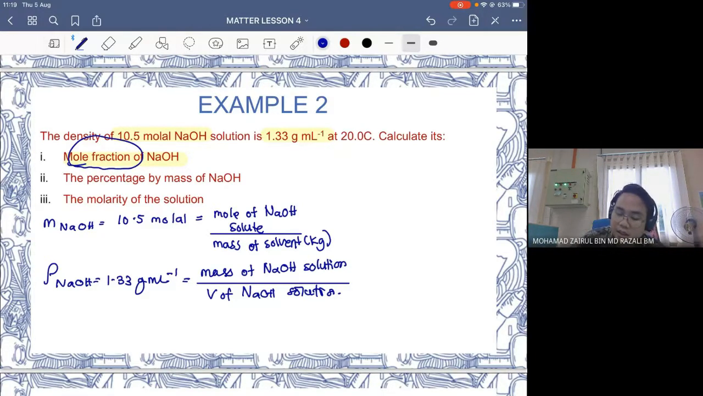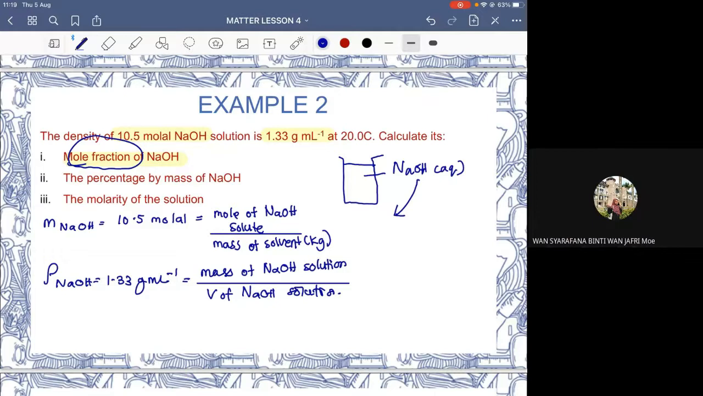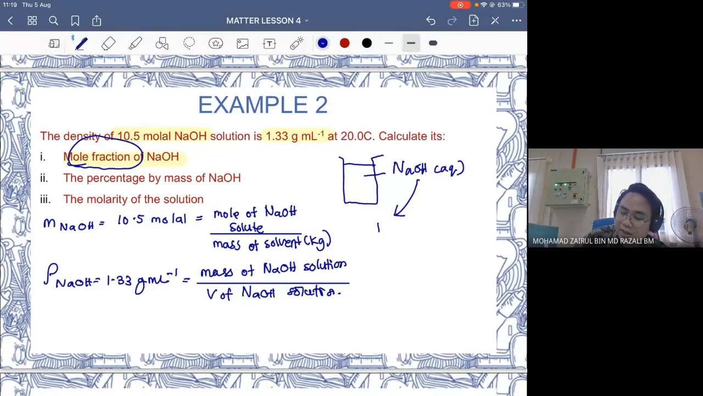Okay, so let's say I have a beaker. Okay, and inside the beaker saya ada NaOH aqueous solution. Okay, dalam NaOH solution, what is the solute? Solute dia yang mana satu? Solute dia NaOH. Okay, solute is NaOH. So this one is the solute. Solvent? H2O. Okay, correct. So the solvent is the H2O.